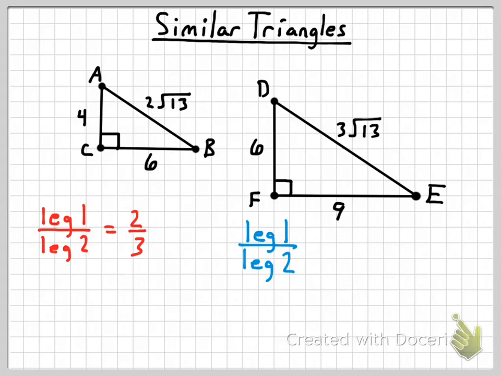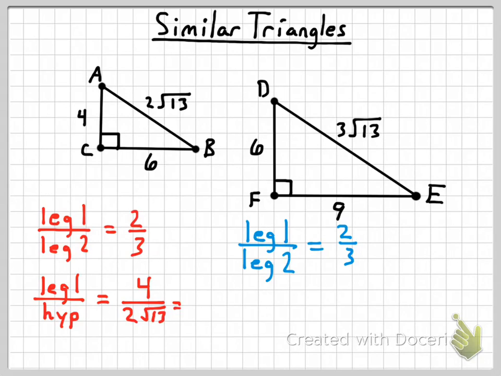Not coincidentally, if you check out the ratio between the left leg and the bottom leg in the other right triangle, you get 6 to 9. That's also a 2 to 3 ratio. All right. Well, in a right triangle, remember you got the two legs and you've got the hypotenuse. What if I try to make a ratio between the left leg and the hypotenuse of each of these triangles? In the smaller triangle, that ratio would be 4 over 2√13, which if you do some canceling of that 4 and the 2 becomes 2 over the square root of 13.